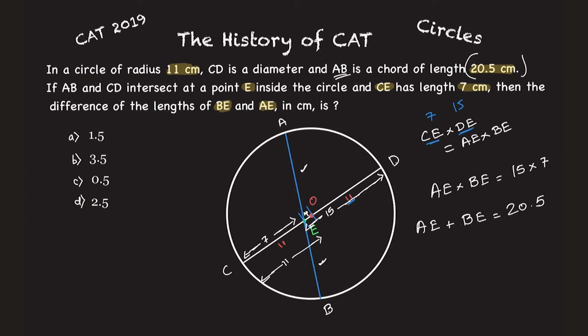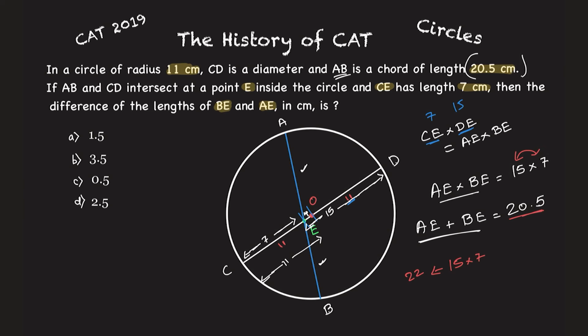Now the product of two numbers is known to me and their sum is known to me. What am I supposed to find out? The difference of the lengths, so say A minus B or B minus A. All I can do right now is try to split this number into two numbers such that their sum is 20.5. If I write A into B as 15 into 7, but if you add 15 plus 7, it will be 22, right? But I want their addition to be 20.5, which is not happening here.